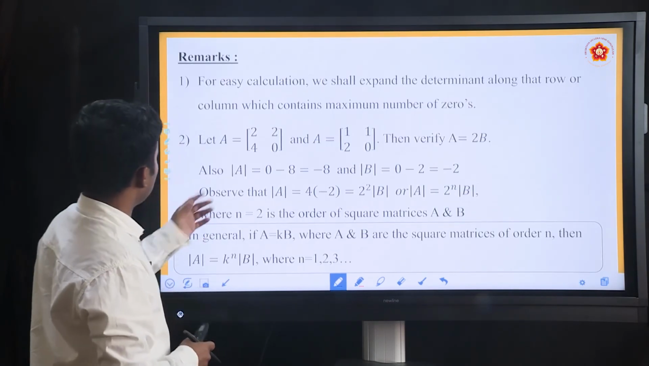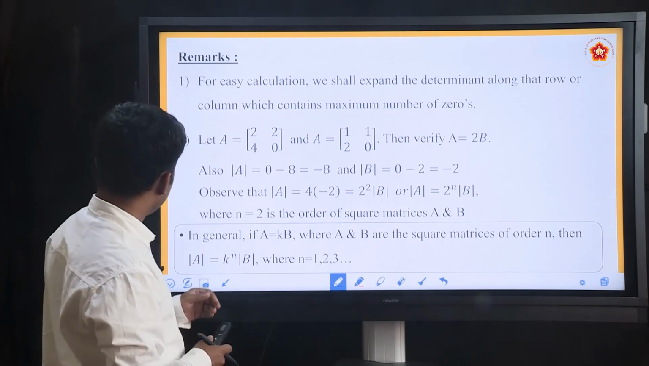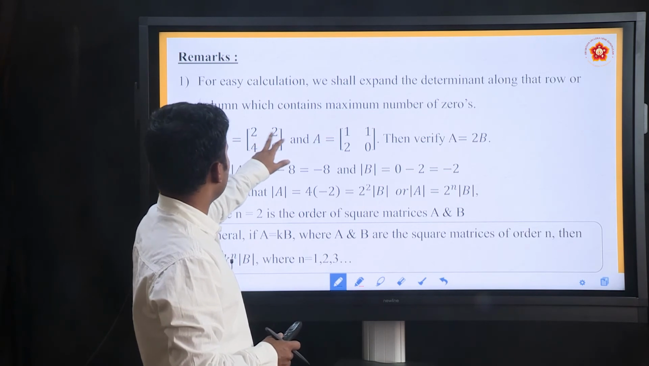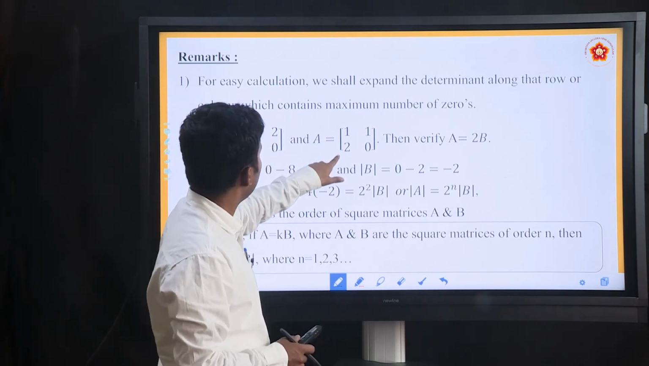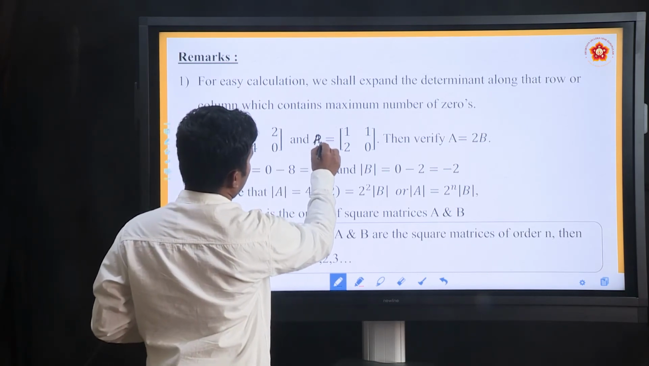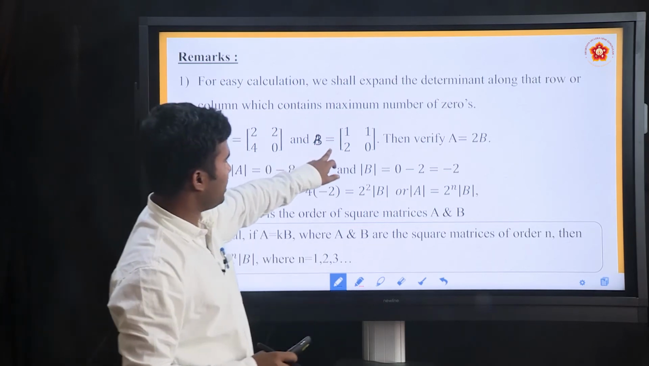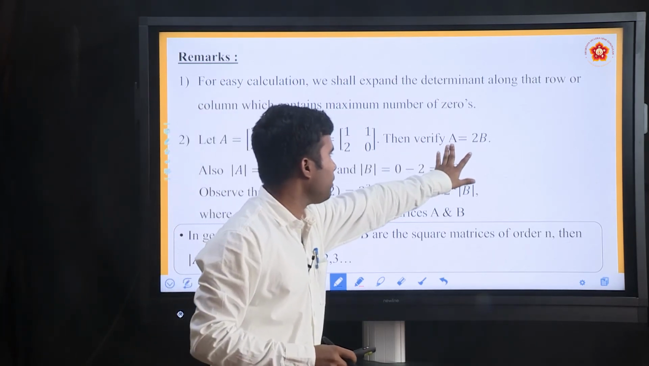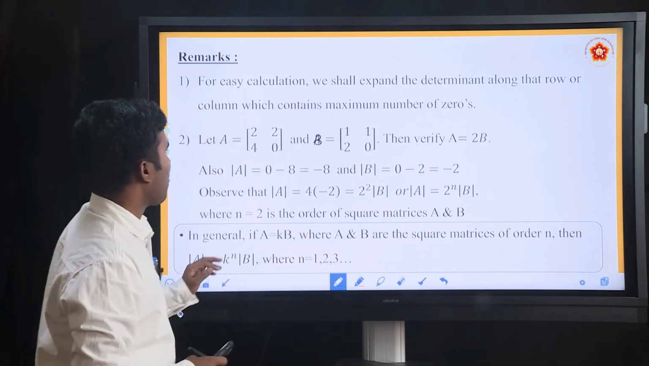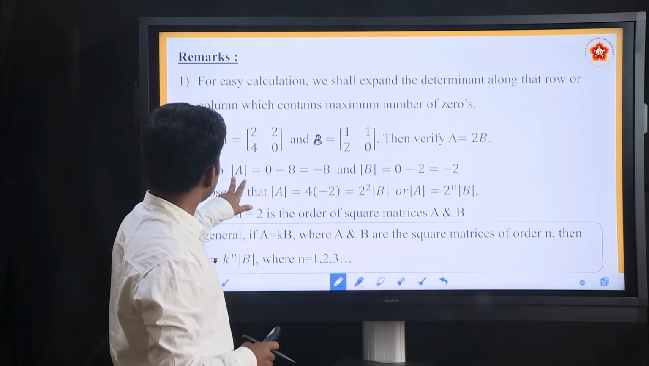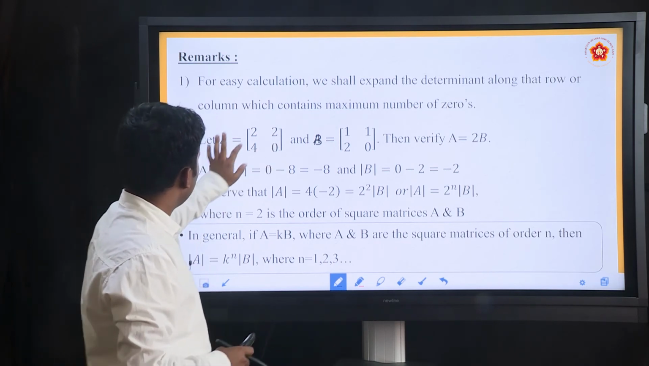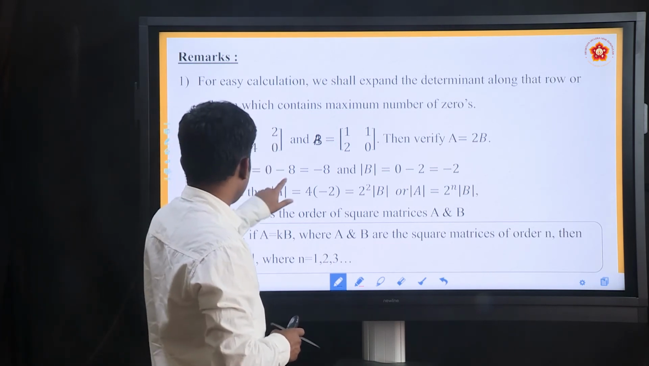Next we have one important corollary. Here we have a matrix A of order 2 with elements 2, 4, 0, 8, and this is matrix B: 1, 1, 2, 0. We have to verify that determinant of A is equal to 2B. How we are going to verify that: what is the determinant of A, which is very easy to calculate, product of the diagonal minus product of the non-diagonal. 2 into 0 is 0, minus 4 into 2 is 8.